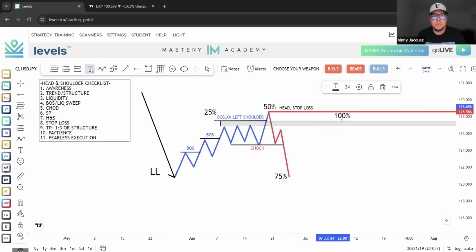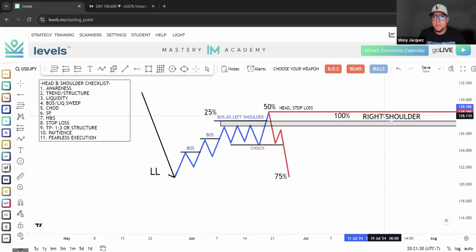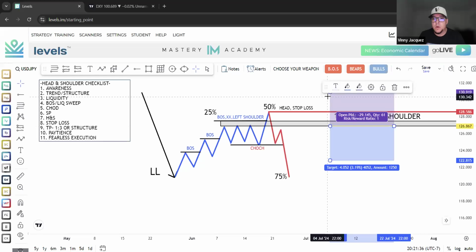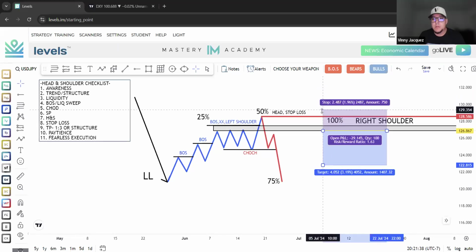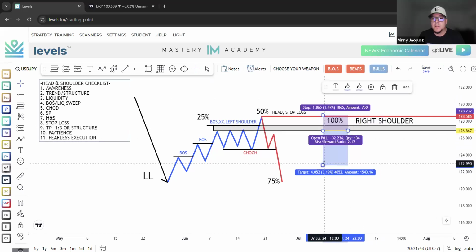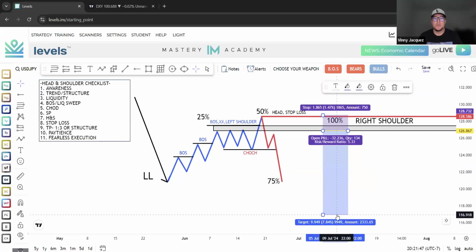And this would be my right shoulder. Boom. So this is where I'm looking to take some sell opportunities, guys. I want to take some sales at that gray box with my stop loss at the high, right? Looking for a minimum 1 to 3 risk to reward. And again, I'm going with the trend, right? Because the market is bearish right now.